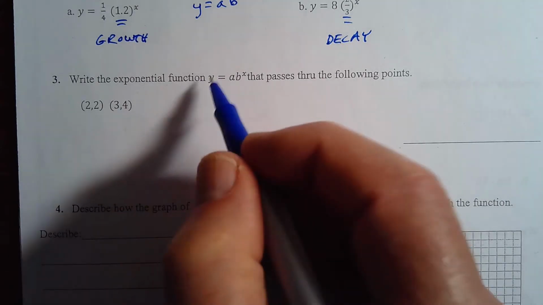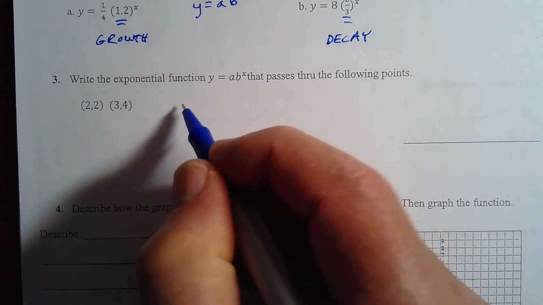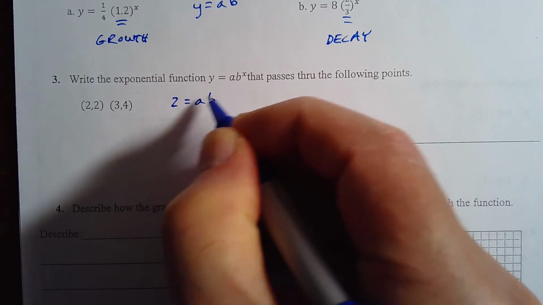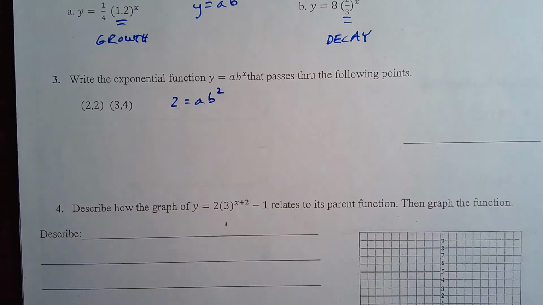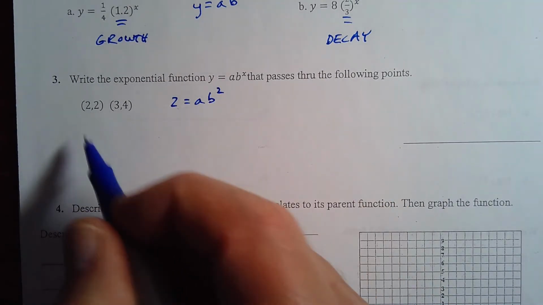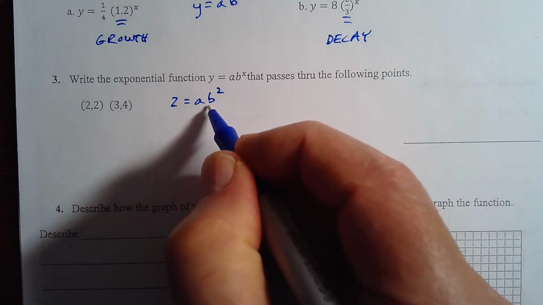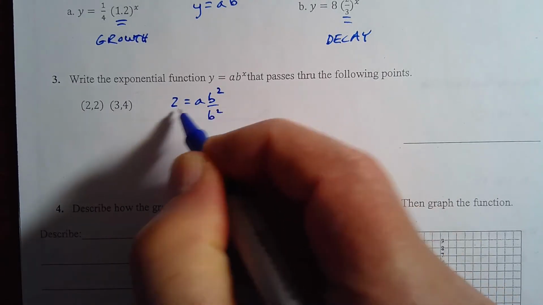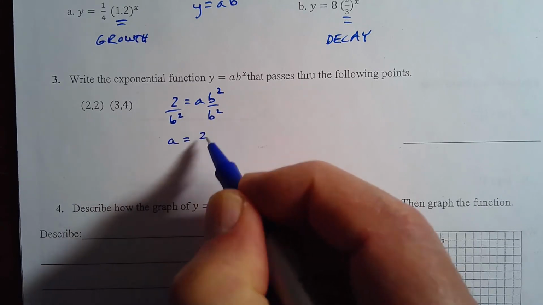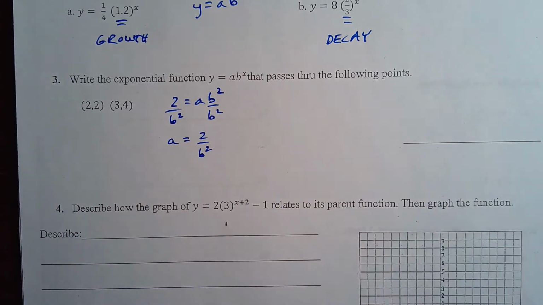So I'm going to take the 2 for the y and put it in here, copy the A and the B, and then it's also going to be power 2 because the x is also 2. So both x and y were 2. And then I'll solve this for A. So I'm going to divide away the b squared. So now A is 2 over b squared.